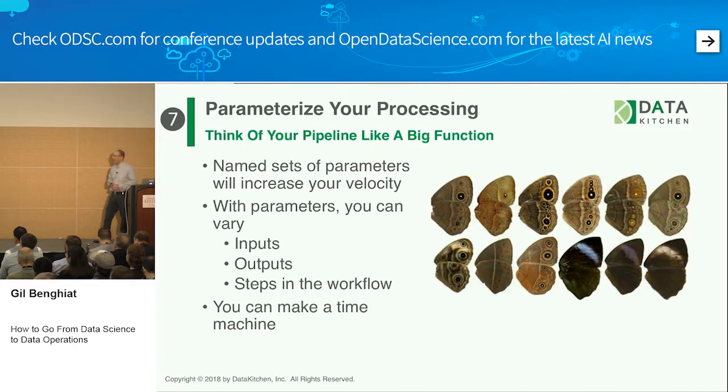shocking step is parameters, right? So if you think of your pipeline like a big function, this can help you move faster and reduce errors. So parameters are a way to, you could have sets of parameters, and with them you could vary your inputs, your outputs. You could just use them to control how many steps in your pipeline are executed.